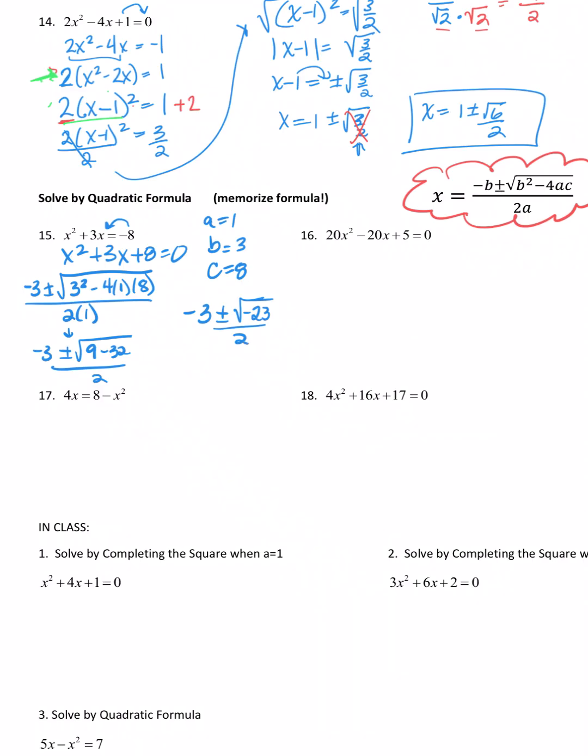Now, you can't leave the negative 23 like that. You need to take the i out. 23 is prime, can't do anything with that. But we can take that i out, over 2. And this is how you would leave your answer. It's gross, but it's okay.